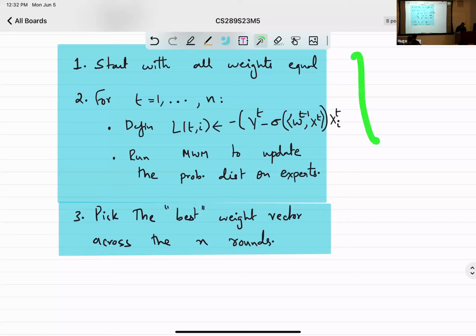Okay. So what are some nice aspects of this algorithm? The first thing is, what is the runtime? What is the runtime of the algorithm?